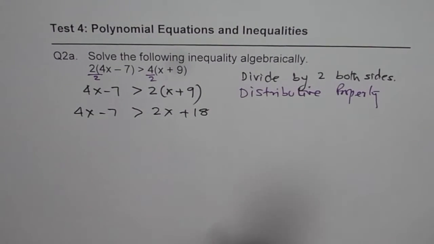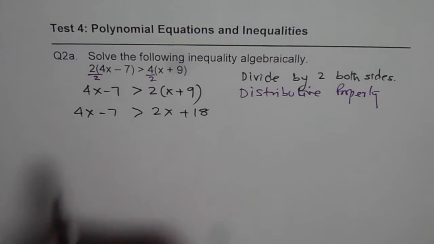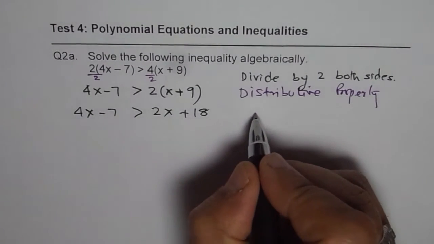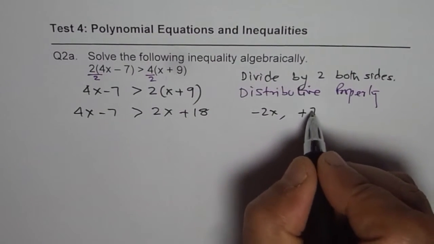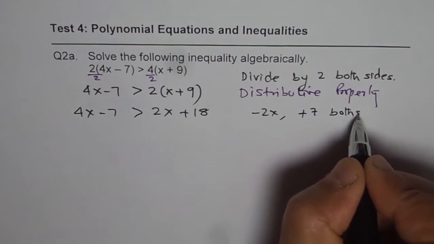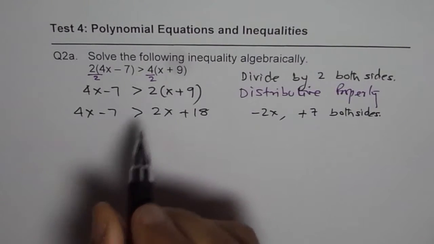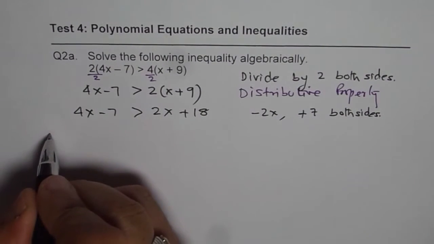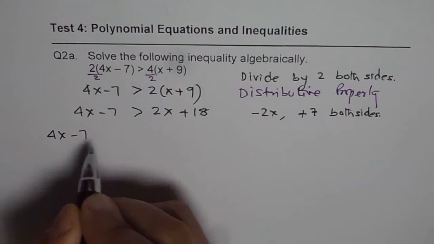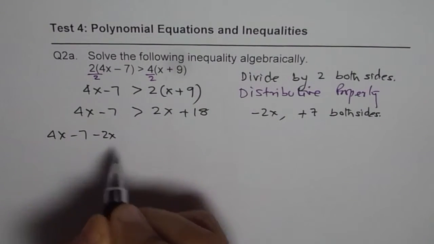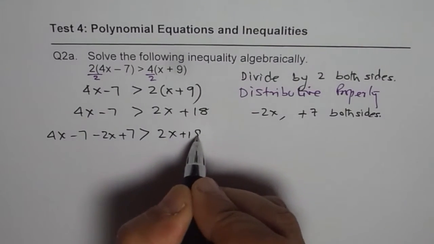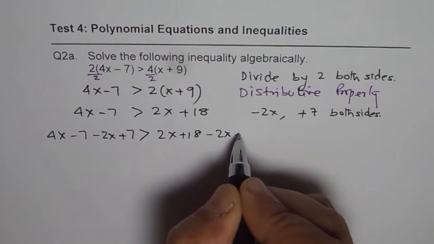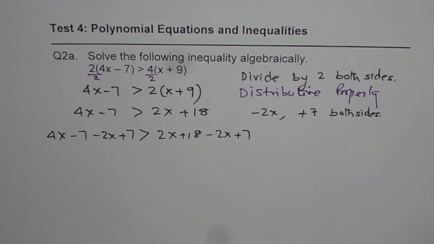And now we can bring the variables to the left side. That means we can take away 2x and we will add 7, plus 7 both sides. So when I take away 2x, let me rewrite. So I got 4x minus 7. I'm taking away 2x and adding 7 on both sides, right? So I have 2x plus 18, taking away 2x and adding 7. This is the operation which I am doing.